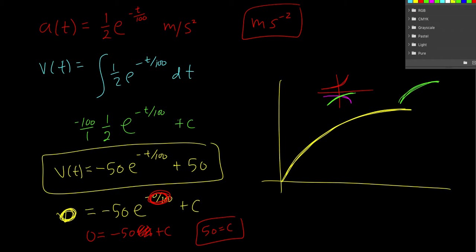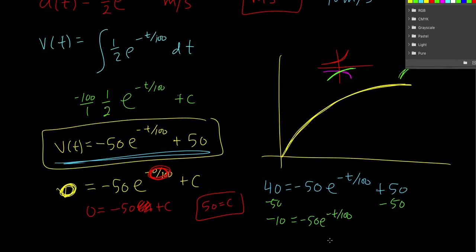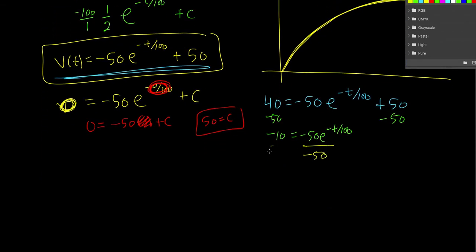Now, how long will it take for the train to reach the speed of 40 meters per second? So we want to look at 40 meters per second. And so we're just going to set our velocity equal to 40. And so I'm going to take this function, set it equal to 40. And we just need to solve that for t. So I subtract 50. It gives me negative 10 is equal to negative 50 e to the negative t over 100. And from there, we need to divide by 50. That's going to be 1/5.